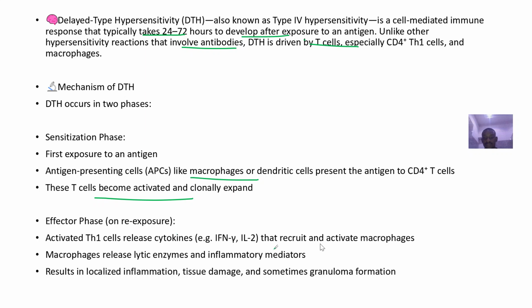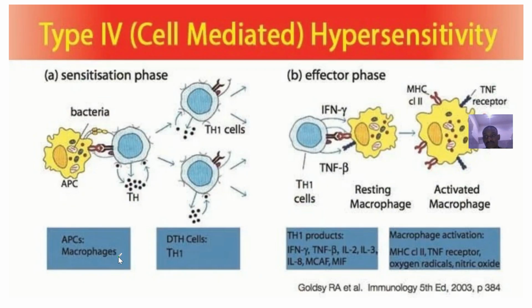Then the effector phase, that's later on, if you get exposed to the same antigen now, your body knows it. Activated T helper 1 cells release cytokines that recruit and activate macrophages. So macrophages release lytic enzymes and inflammatory mediators. This will now result in localized inflammation, tissue damage, sometimes granuloma formation. So this is the sensitization phase, where your body is knowing it for the first time. This is the effector phase, where it is now coming for the second time.